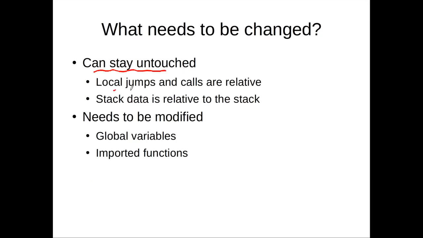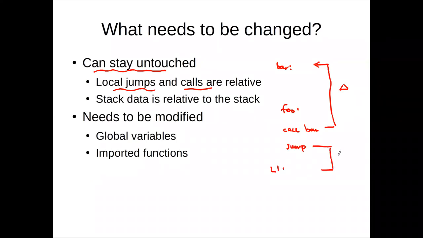Remember, local jumps are relative and local calls are relative. So if your function foo calls another function bar, which is defined right here in the same file, that's a relative call because there is just some delta. Same if you jump to some label like L1 here, it's also a relative jump. I just say, jump plus some number of bytes from this current location. So this code can go up and down in memory with no changes. That's a good advantage. So nothing needs to be changed here.